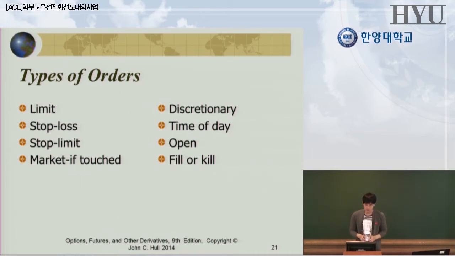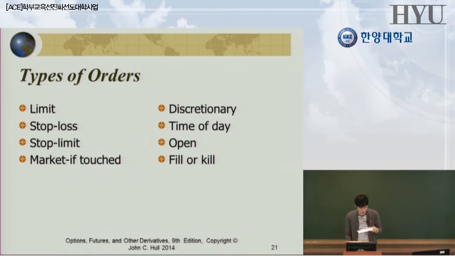There are some different types of orders in the futures market. The most basic one is the market order, which is an order to buy or sell at the best price available in the market. And limit orders are orders to buy or sell away from the current market price.